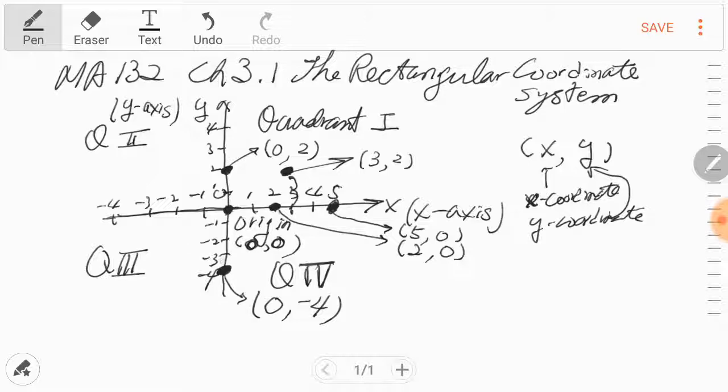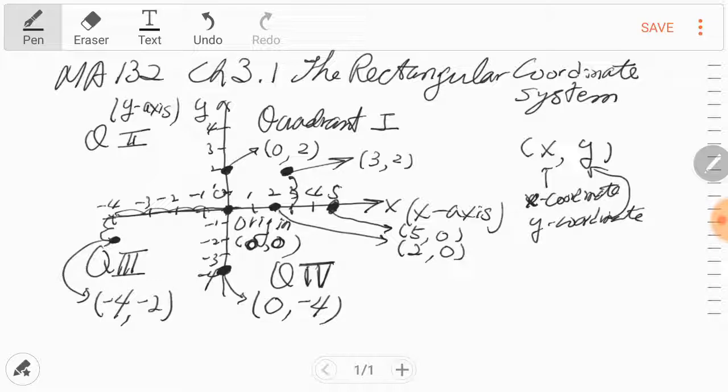Okay, how about this point? That point is from the origin moved 1, 2, 3, 4 units to the left, so -4. And from here moved 1, 2 units down. So the y coordinate is -2.